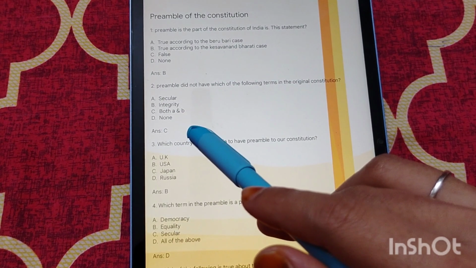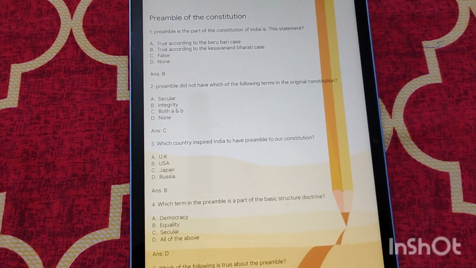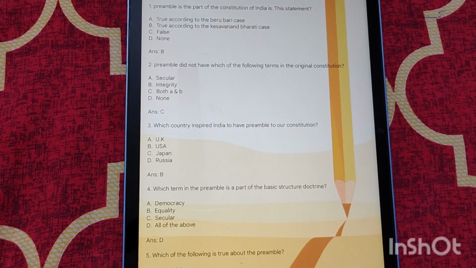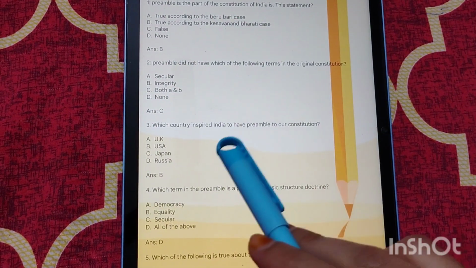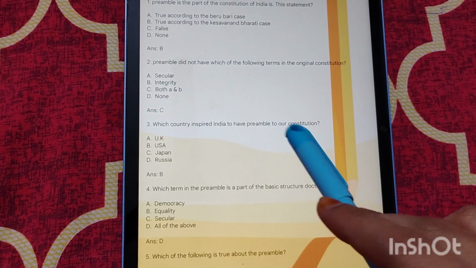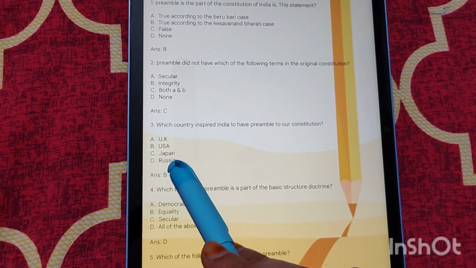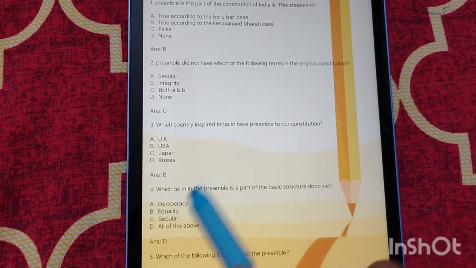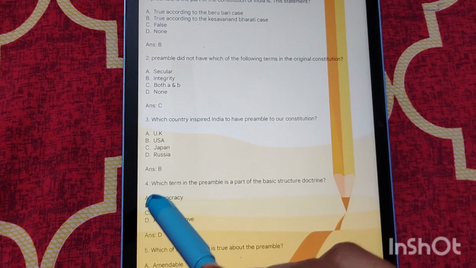Question number 3. Which country inspired India to have a Preamble to our Constitution? The options are: A, UK; option B, USA; option C, Japan; and option D, Russia. So the correct option is B. The USA inspired India to have a Preamble to our Constitution.